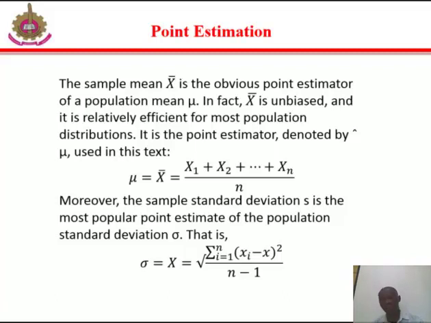Let's talk about the point estimators of the population mean and standard deviation. The sample mean is the obvious point estimator of a population mean. In fact, the sample mean is unbiased and it is relatively efficient for most population distributions. It is the point estimator and is denoted by mu-hat, which is equal to x-bar, which is equal to x1 plus x2 up to xn over n. So you can master what a point estimator is and the various conditions surrounding point estimation.